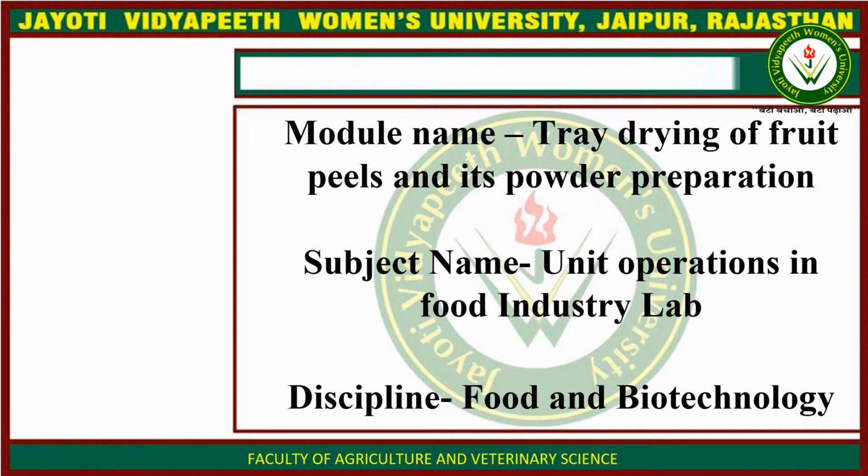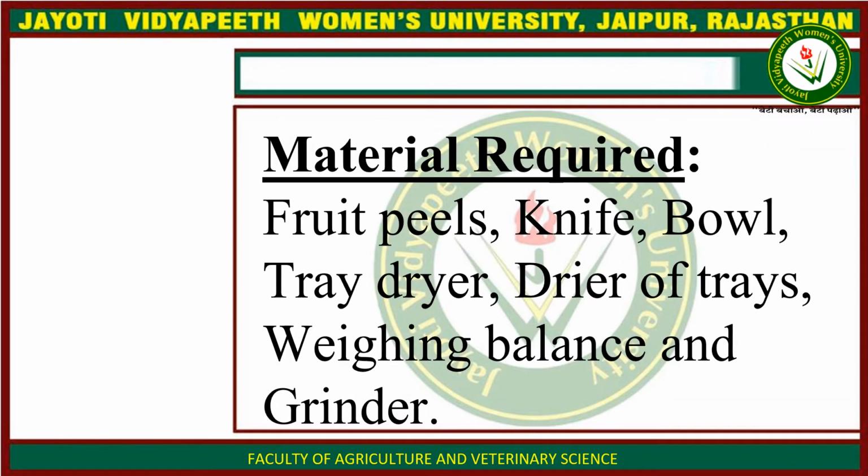Today I am teaching you the module tray drying of fruit peels and its powder preparation. The subject name is Unit Operation in Food Industry Lab. The discipline is Food and Biotechnology. Now, what are the materials required for this experiment?